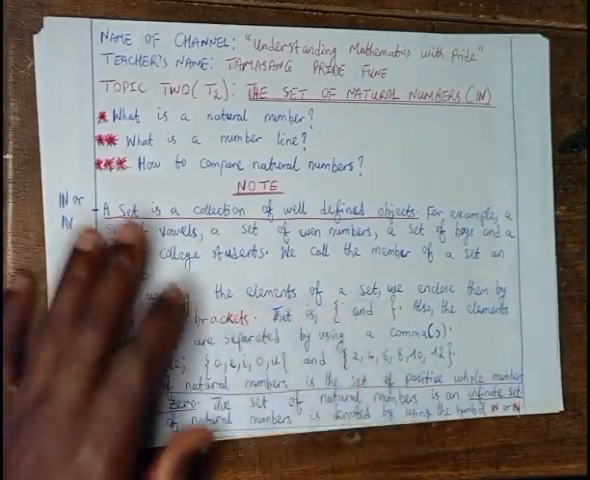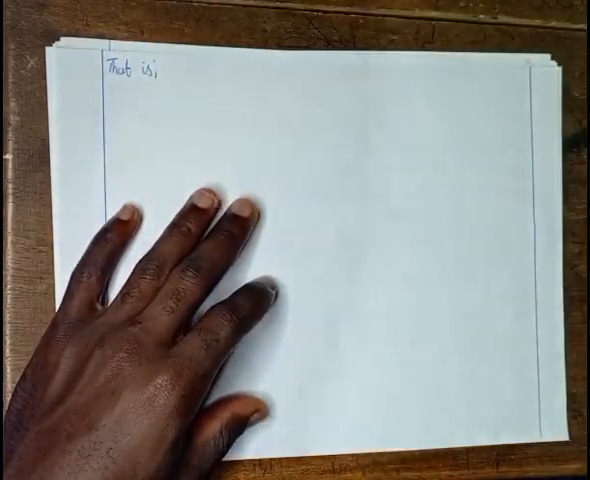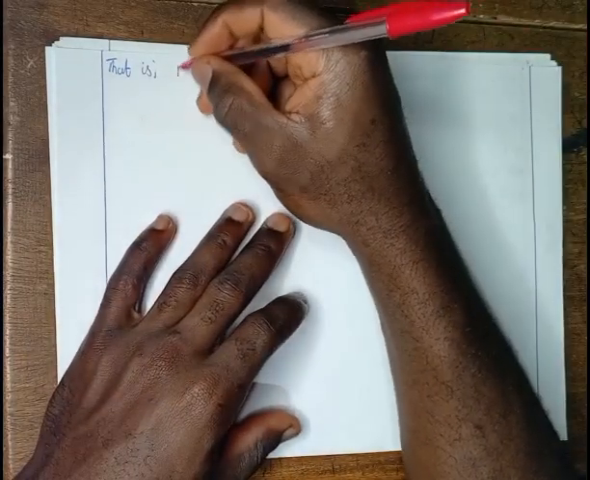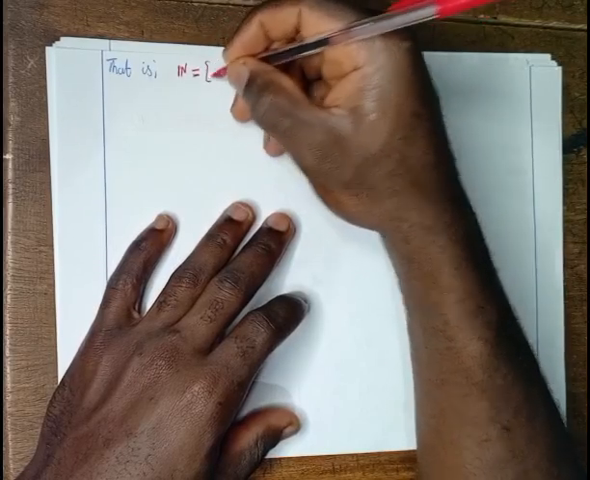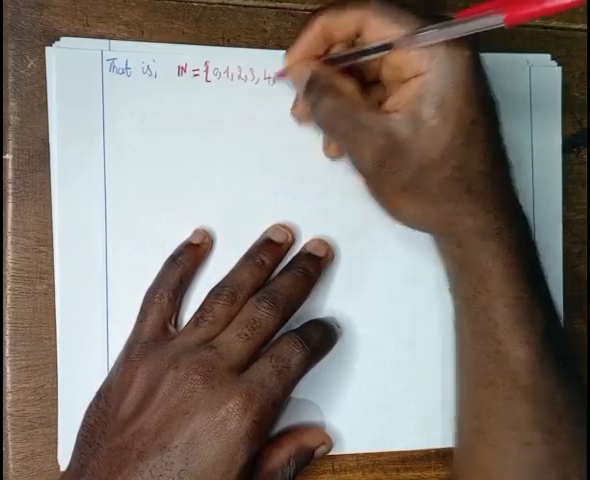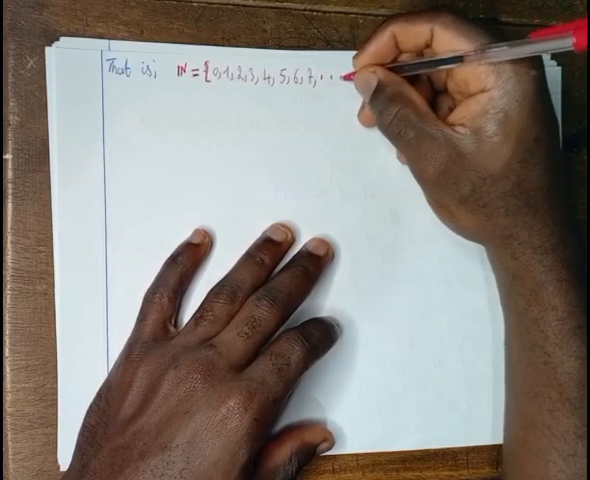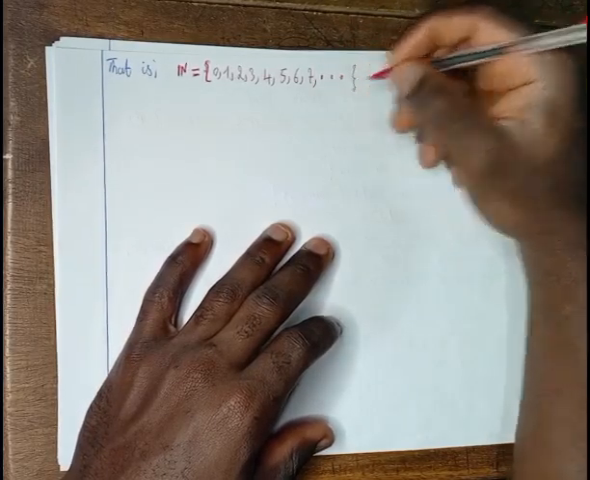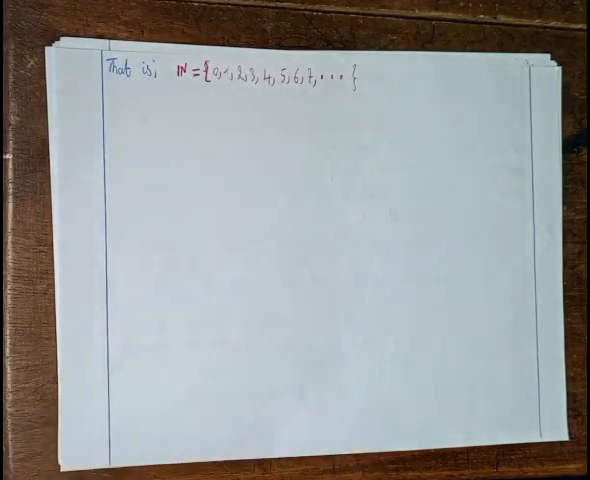Next, let's write down the elements of the set of natural numbers. We have N is, we have first element 0, 1, 2, 3, 4, 5, 6, 7. We can end at 7. We end with 3 dots. These 3 dots simply mean that the elements of the set of natural numbers are endless.